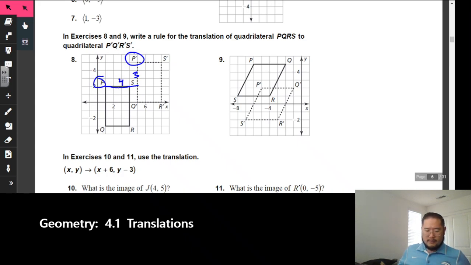So we can go ahead and write our rule, and it's quite simply, we have the brackets, and I'm going to put 4, 3, and that is the rule for our translation. Just like that.